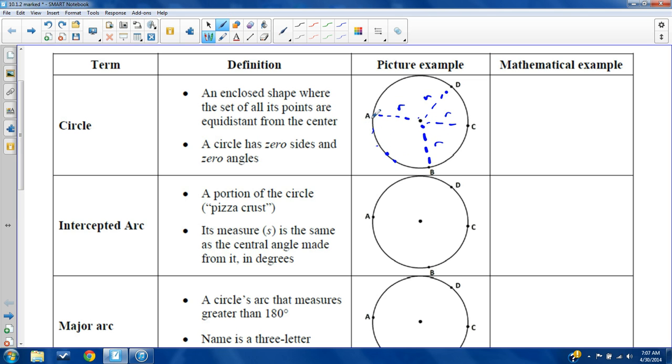No sides or angles on a circle. This is what it is. It is a set of points, really. It's this curvy thing that is enclosed.